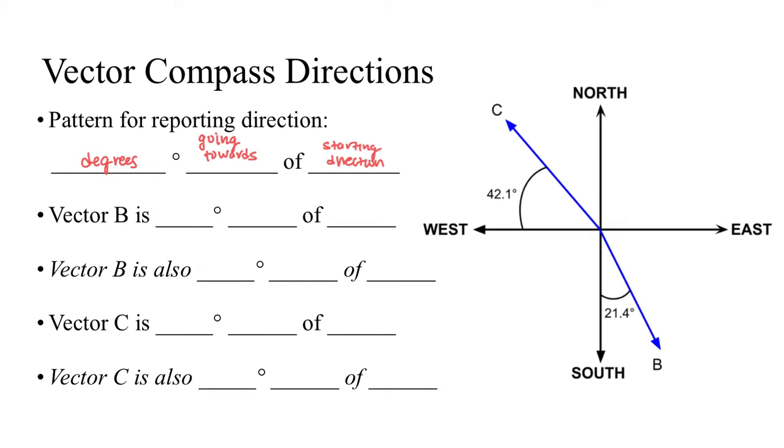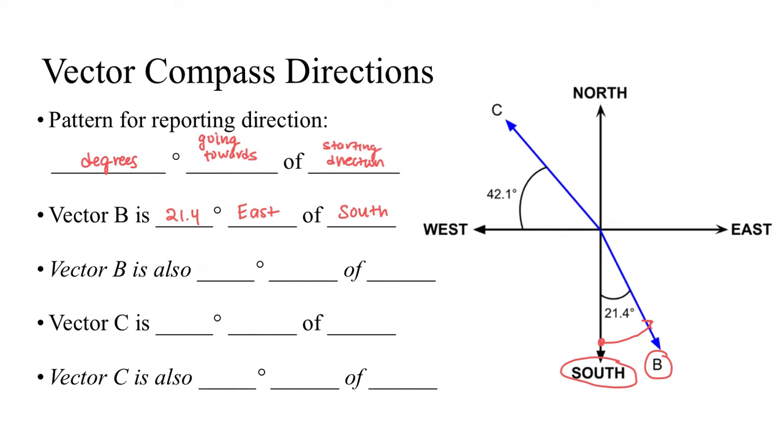So vector B right here, this is vector B on our diagram on the right side. Vector B is 21.4 degrees, and then the directions, I start south, right? And I am going from south, I am going towards the east. See how that works? So I'm going towards east from south. So the going towards is the first one, and the one we start at is the second one. So that would be 21.4 degrees east of south.